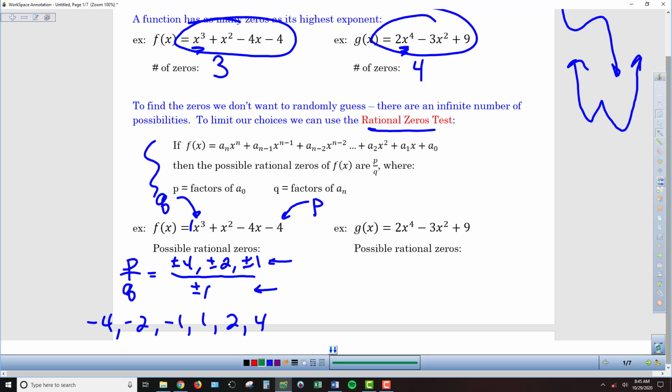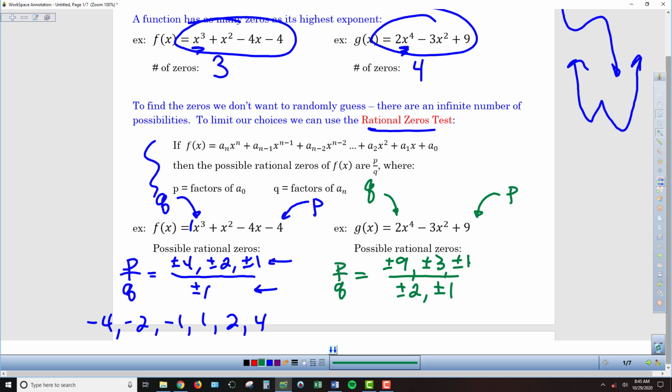For the second example, again, the last coefficient is going to be our p factors, and then these are going to be our q factors for the 2 this time. So my p over q is going to be all the factors of p, of that last number. So I've got plus or minus 9, plus or minus 3, and then plus or minus 1. So those are the numbers that divide evenly into 9. And then in the denominator, I put the numbers that divide evenly into 2. So I've got plus or minus 2 and plus or minus 1.